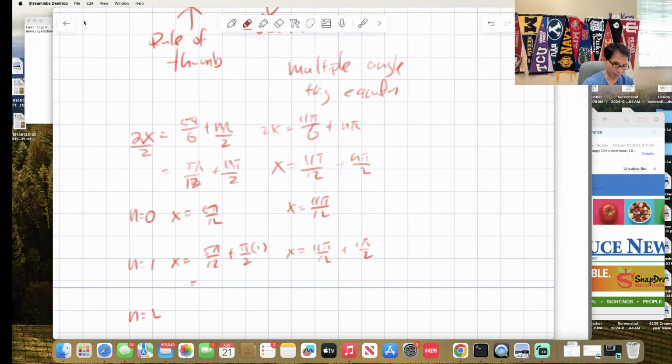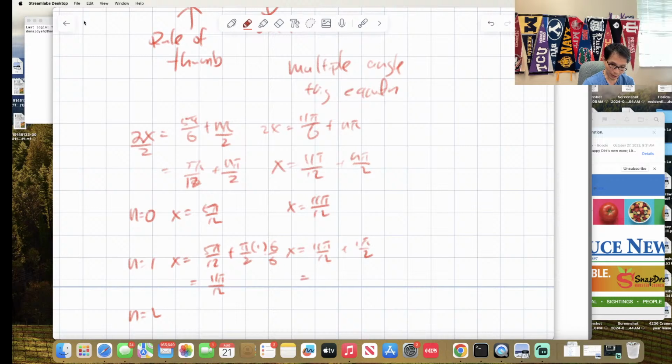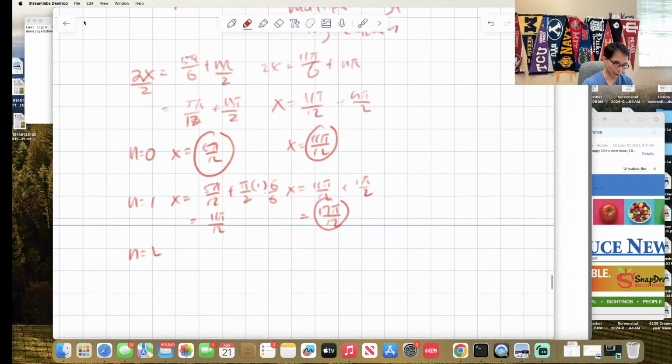So if you need these common denominators, 6 over 6, that's going to be 11 pi over 12, which is the same answer as the previous one. Do you see that? And this one is going to give you what? 6, so it'd be 17 pi over 12. Is that right? So we got one answer. The second answer repeated. Okay, so you had to go n equal to 2 now.